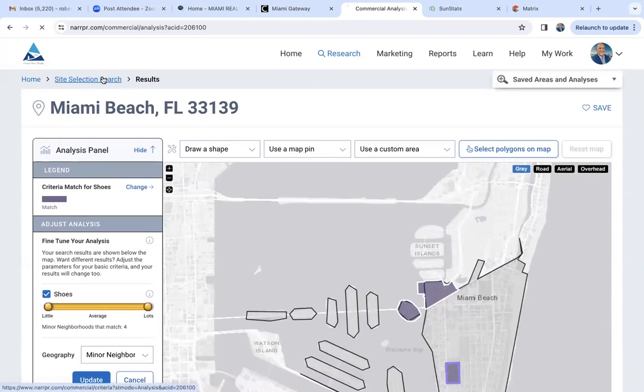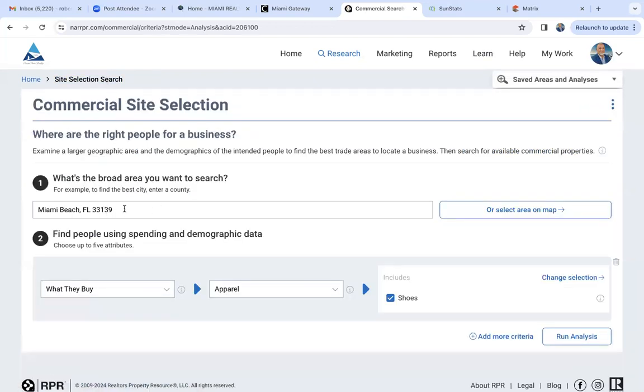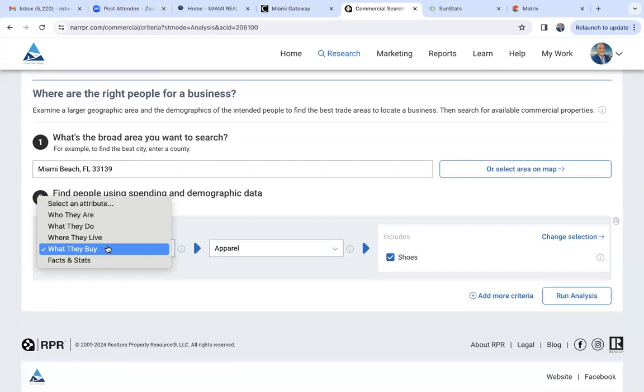We're going to go back to site selection. Let's stay in South Beach, but now let's go with who they are.